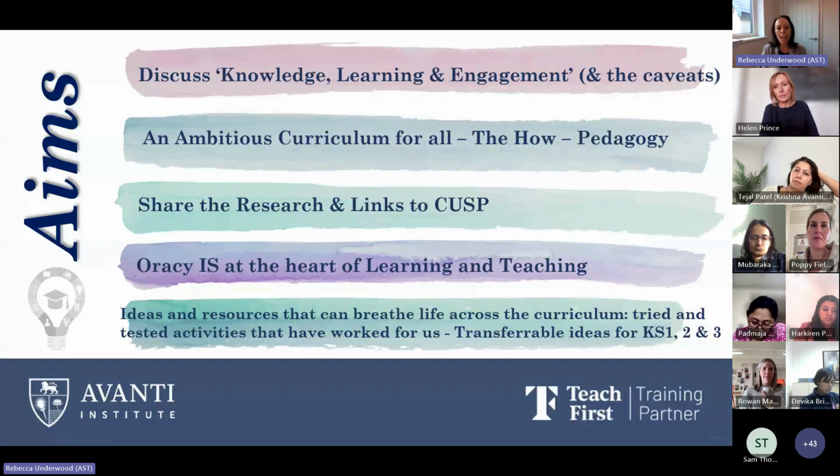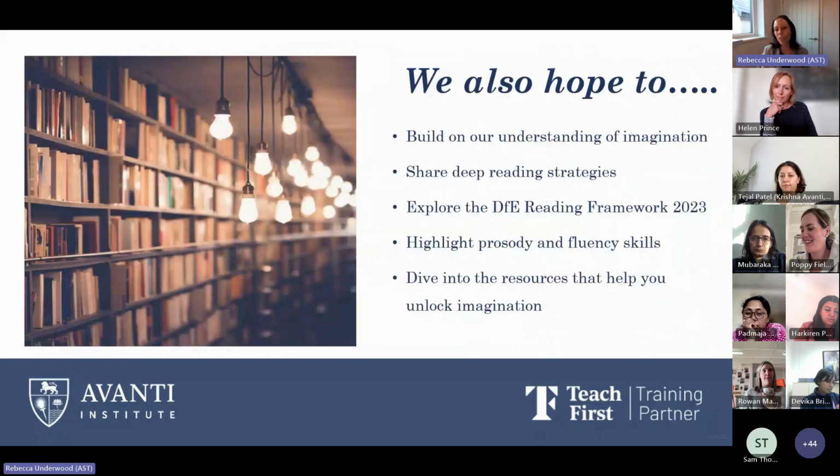Picking up on Helen's point, it's all about oracy and vocabulary. That rich communication needs to be taught, and is a huge part of our learning and teaching toolkit. Also, ideas and resources that can breathe life across our curriculum are transferable. I think that's really important, that we don't pigeonhole early years, Key Stage 1, and Key Stage 2 and 3 as well. We can share all of these ideas and tweak and evolve them as best we can. Over to Helen, and she'll also discuss some of these things that we'll focus on today.